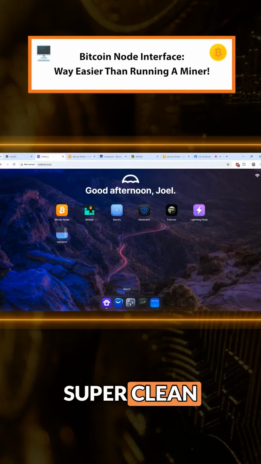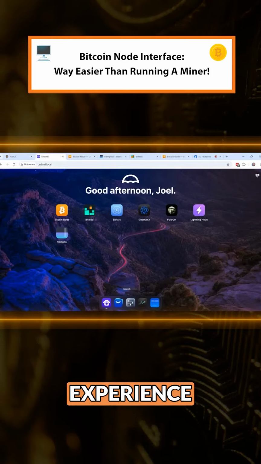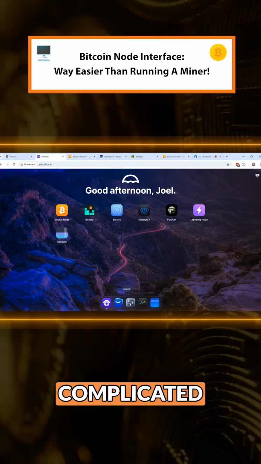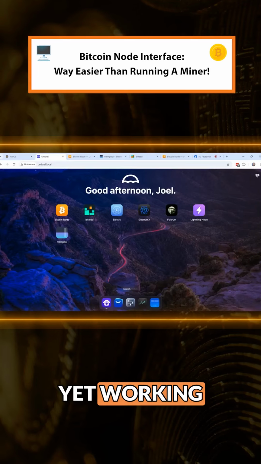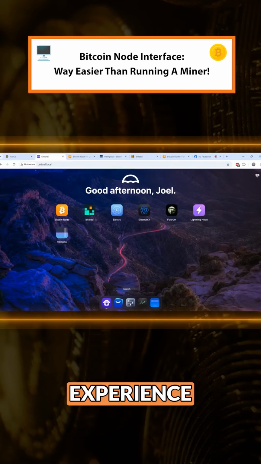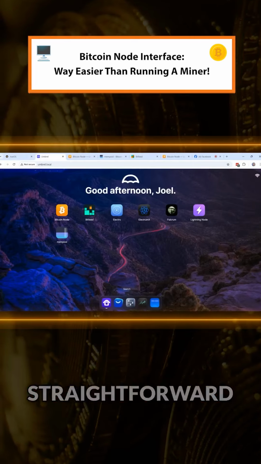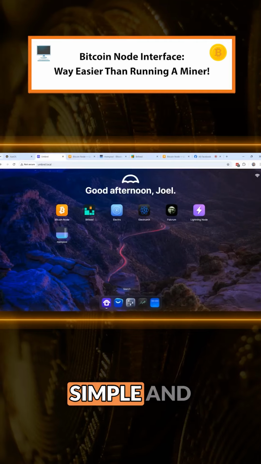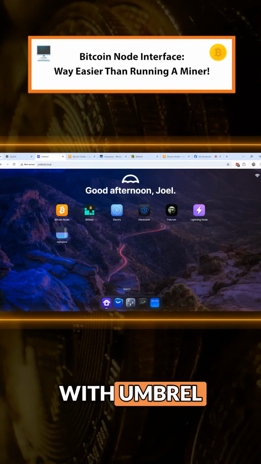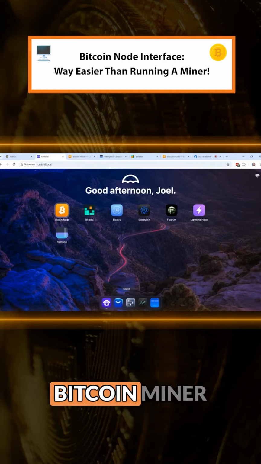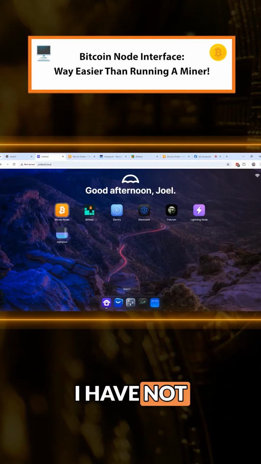But anyway, it's super clean. It's super simple. So my experience with messing around with these is the Bitcoin miner is complicated. It is techie and it is not yet working for me. My experience with running my own Bitcoin node is that it's gorgeous. It's elegant. It's straightforward. It's super simple. And I'm super impressed with Umbrel. I'm using Umbrel because it looked easier to use. And I have not gotten this little Bitcoin miner, this Bitaxe Bitcoin miner, working yet.